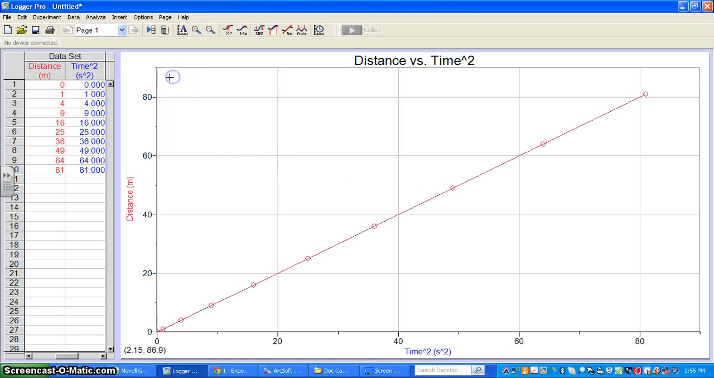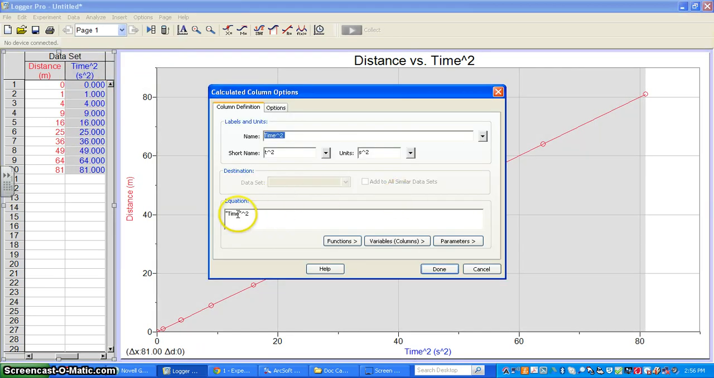Now, just because I feel like this is an issue, if you want to go back into your calculated column, let's say we didn't want to square time. Let's say we wanted to take the inverse of time. You would take 1 over and then select time. Okay, so if we had an inverse relationship, that's what you would do.